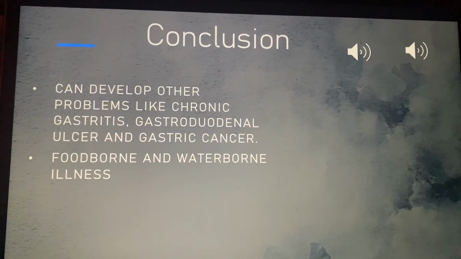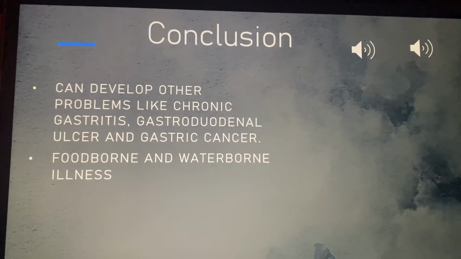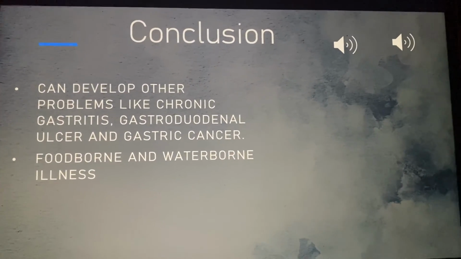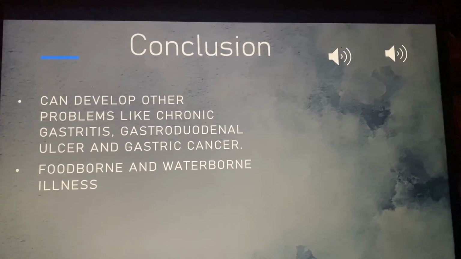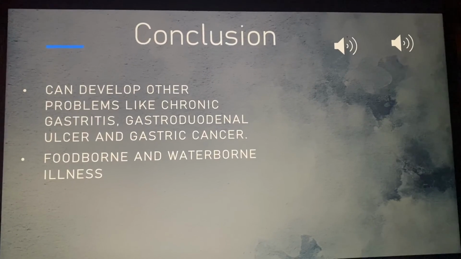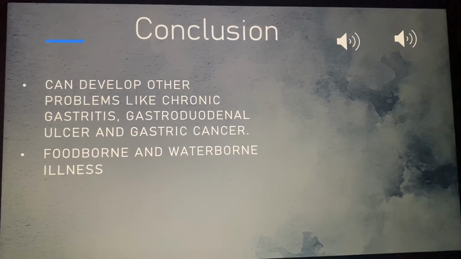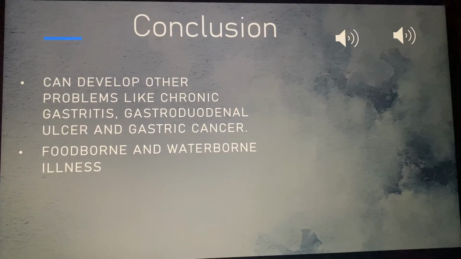In conclusion, if H. pylori is not treated, it can develop other serious problems like chronic gastritis, gastric ulcers, and gastric cancer. Overall, H. pylori is considered a foodborne and waterborne illness because it lives short-term in the food and water, but long-term in the human body.